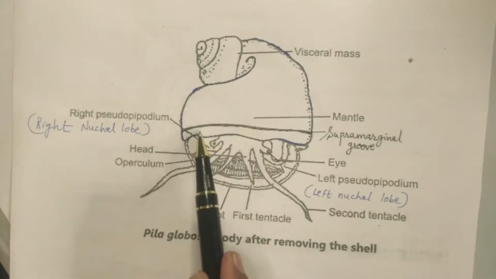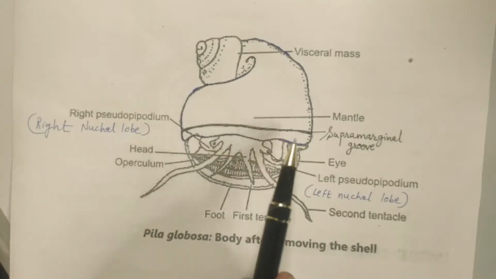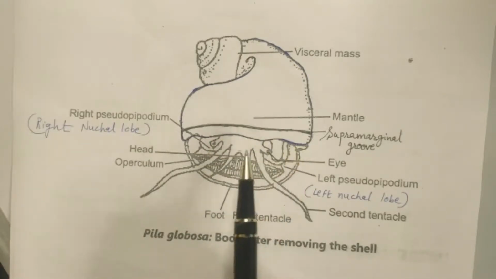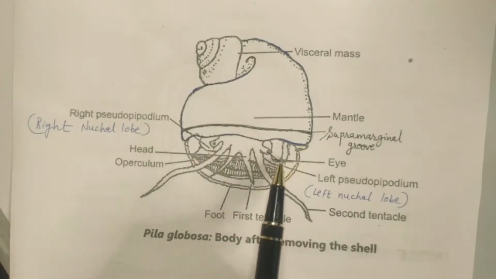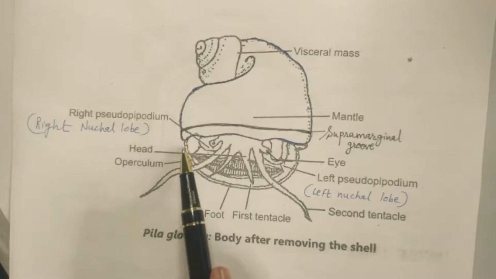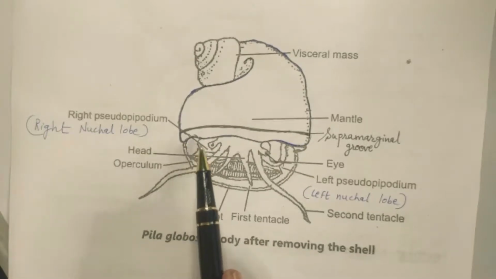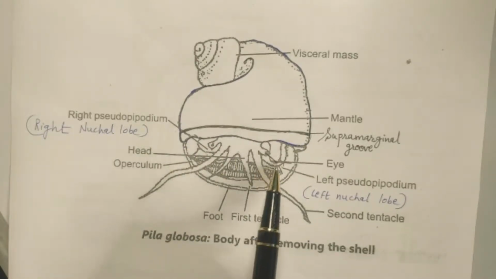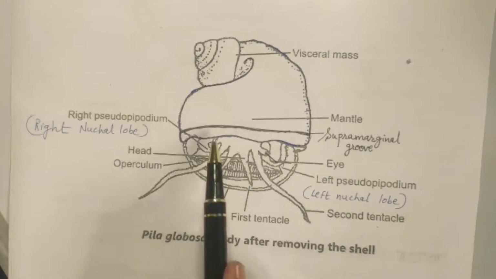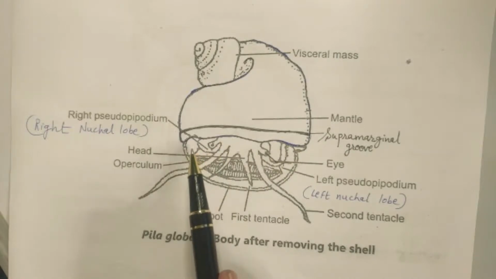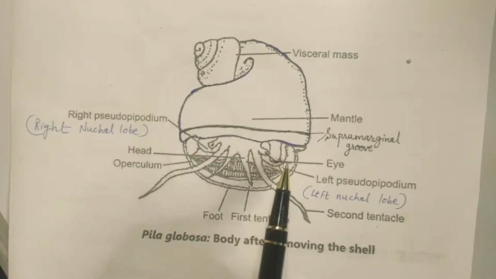Mantle is prolonged into the pseudopodium. This part we call the pseudopodium. This is the right pseudopodium and this is the left pseudopodium. This part is the prolongation of the mantle. Right-sided is the right pseudopodium, left-sided is the left pseudopodium. Pseudopodium can also be called the nuchal lobe.